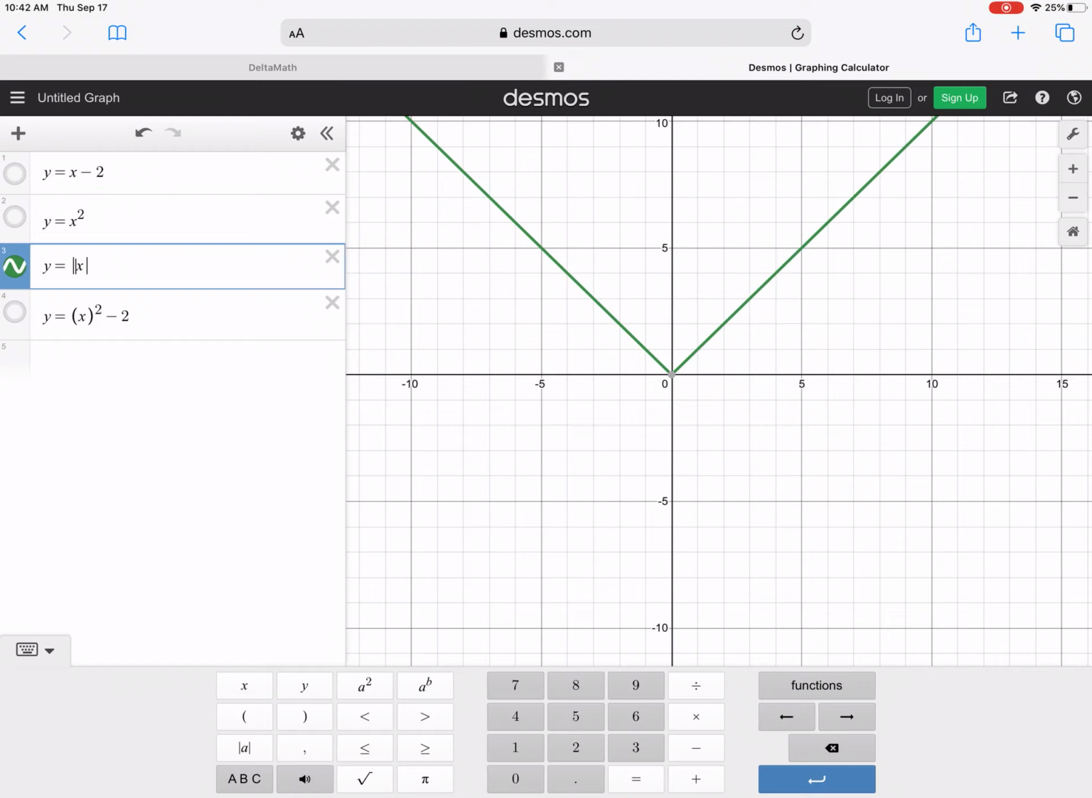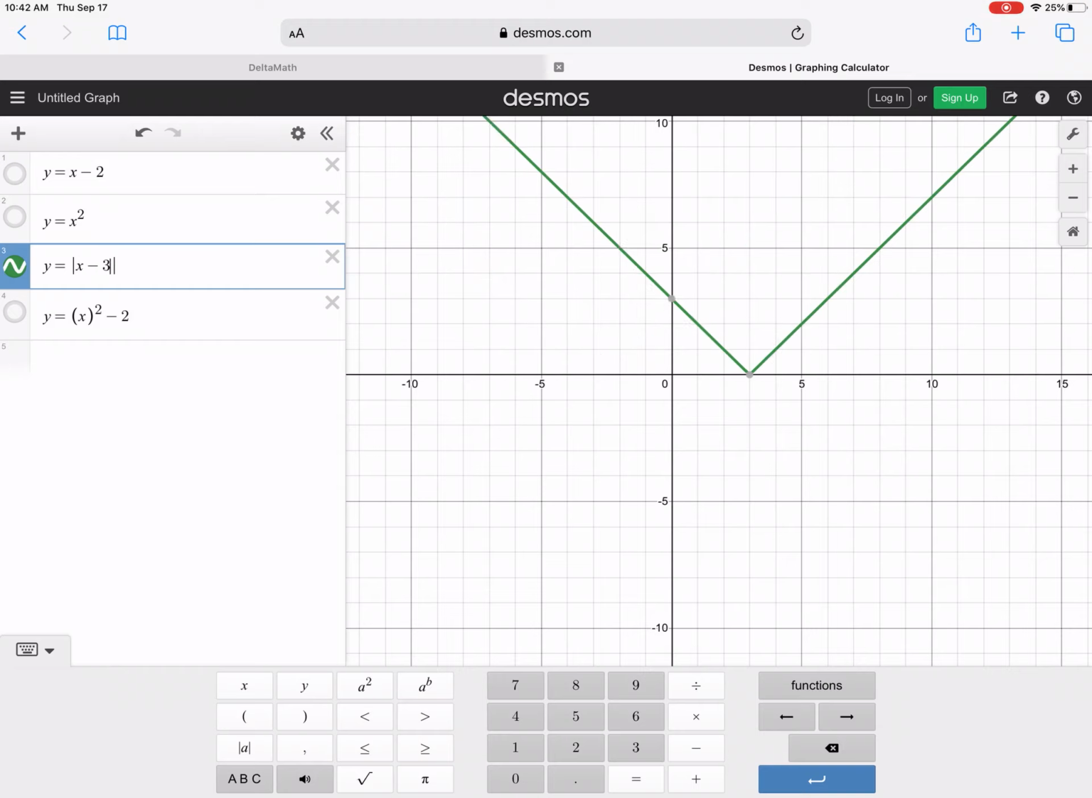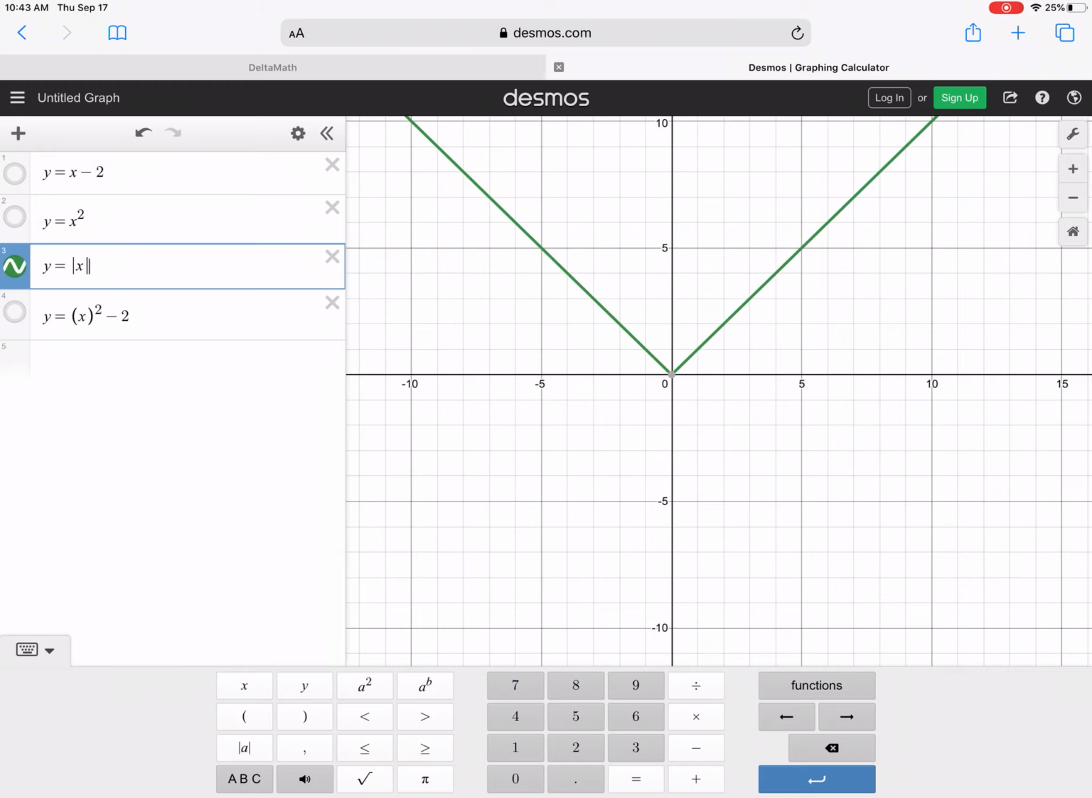If I put an addition or subtraction on the inside of the absolute value bars, plus 3, it moved to the left 3. Minus 3 will move to the right 3. Now let's try an up and down, plus 3, and now minus 3.